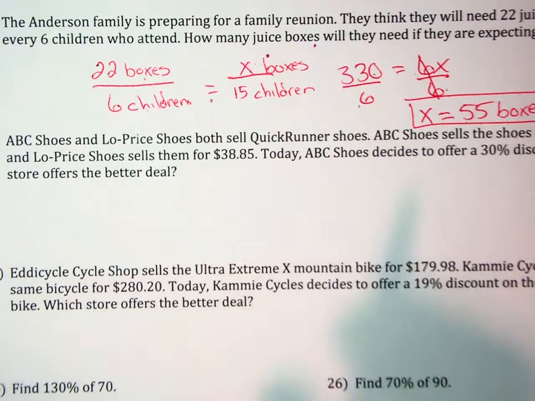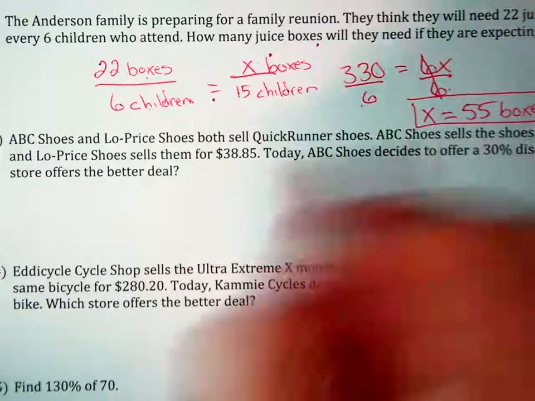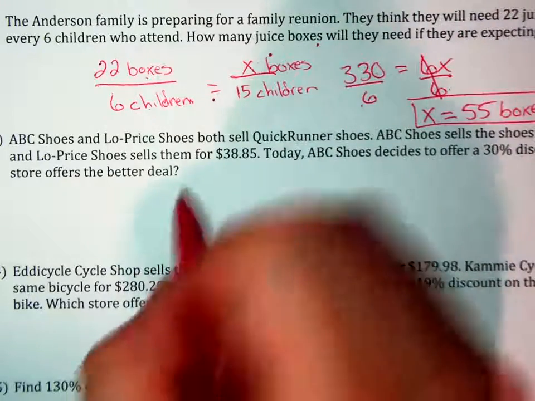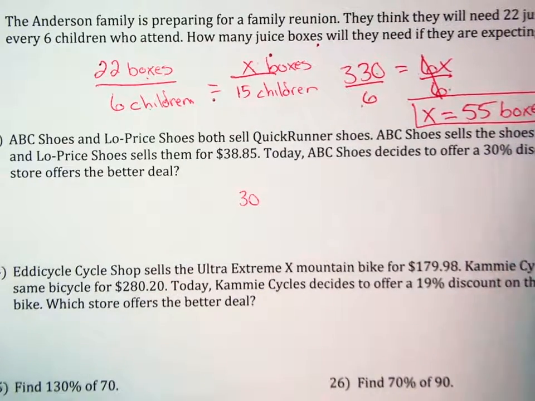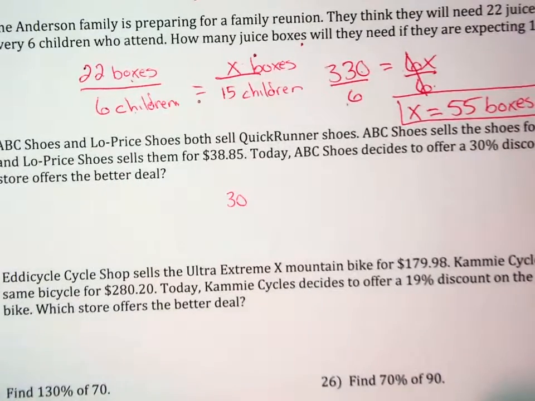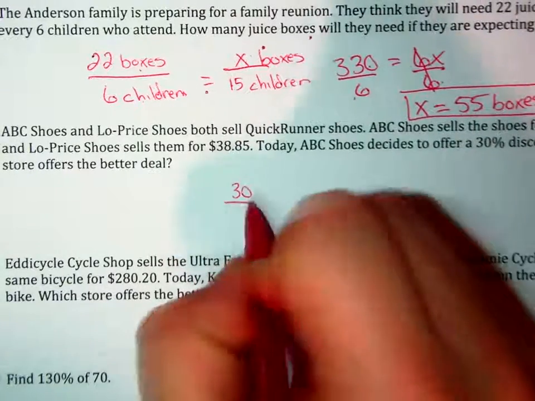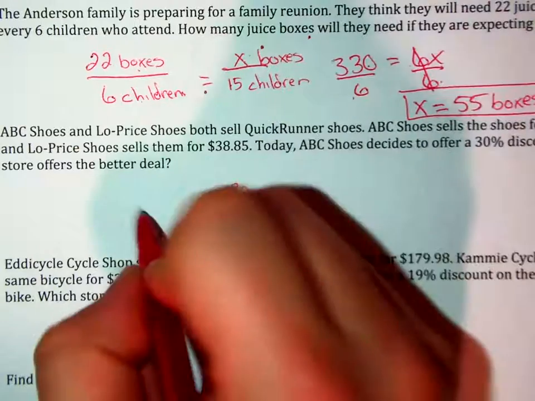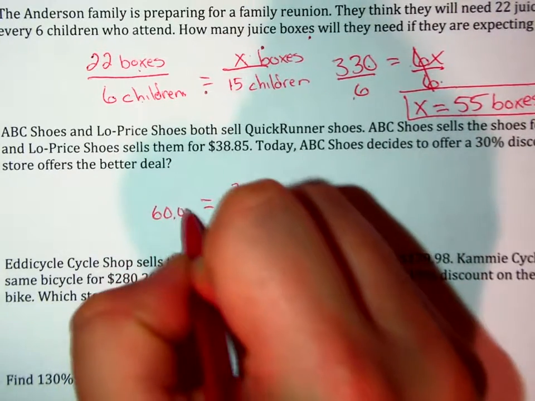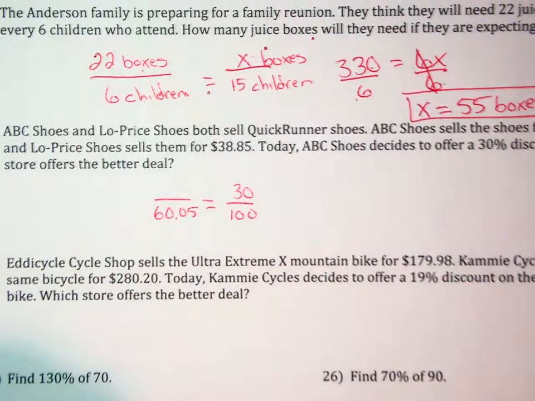Well, problems 23 and 24 both deal with discounts, so I'm going to show you 2 different ways to solve the same problem. And you may pick whichever way you understand most clearly. So in the first problem, I'm going to find out what 30% of my 60.05 is. So I will put percent in my percent over 100, my of 60.05, and find out what that value is.